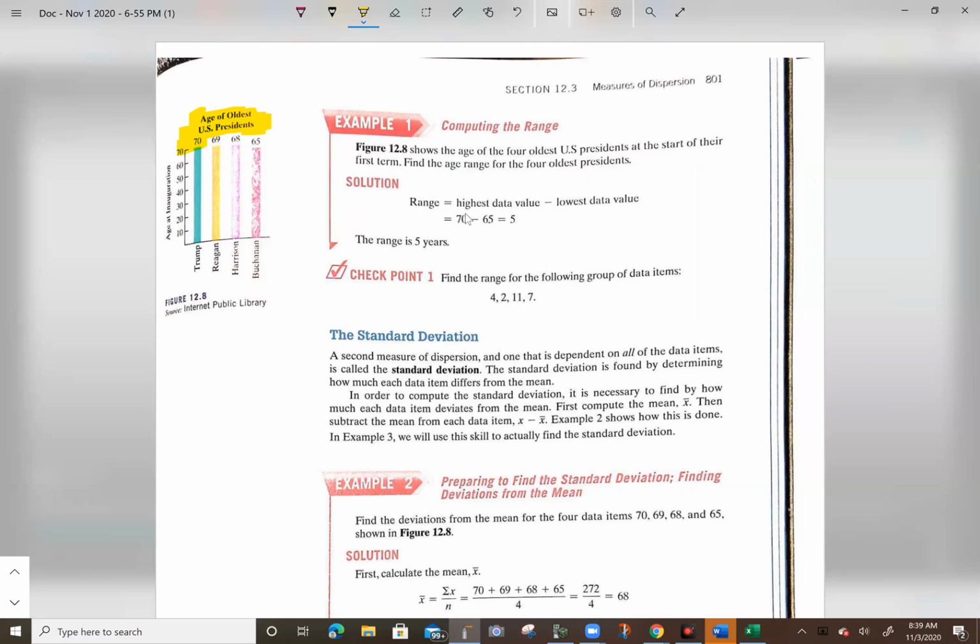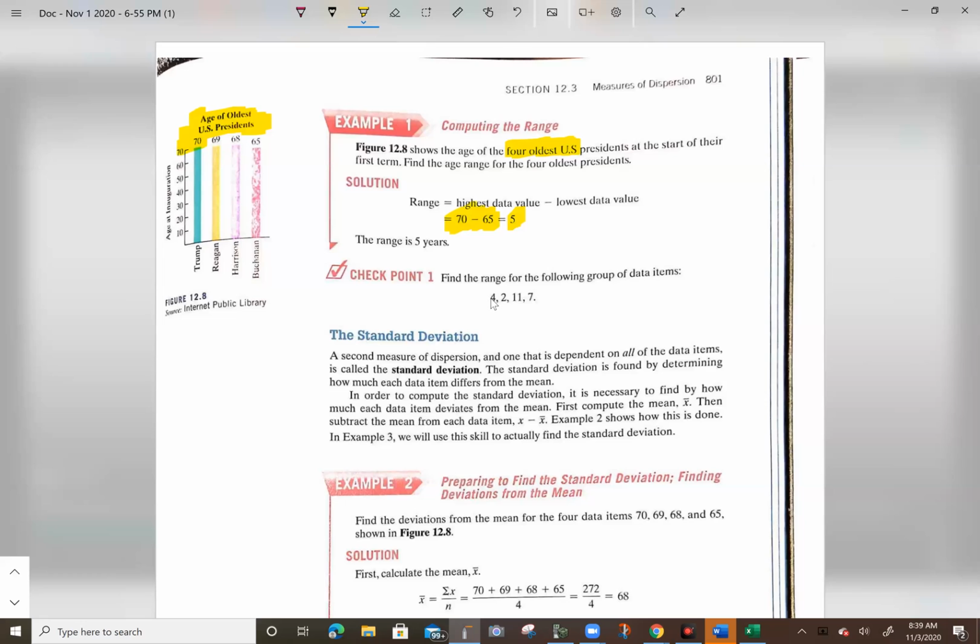and then we're subtracting out the age minus. So we're only talking about the four oldest US presidents. I was like, wait a minute, that seems wrong. So you take 70 minus 65, which is the youngest of these four presidents, not of all the presidents, and you get a range of 5 years. Okay, so you took the largest number, 70, subtracted the smallest number, 65, and our range was 5 years.